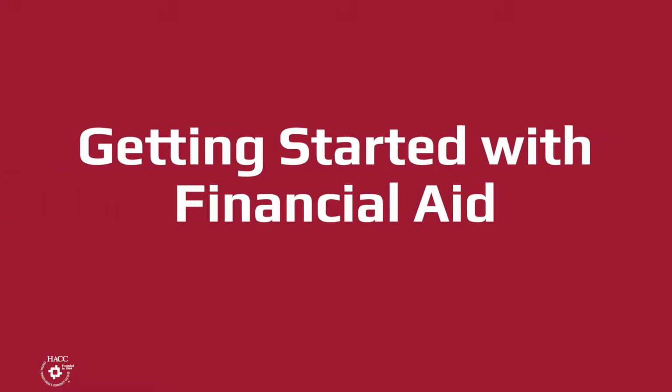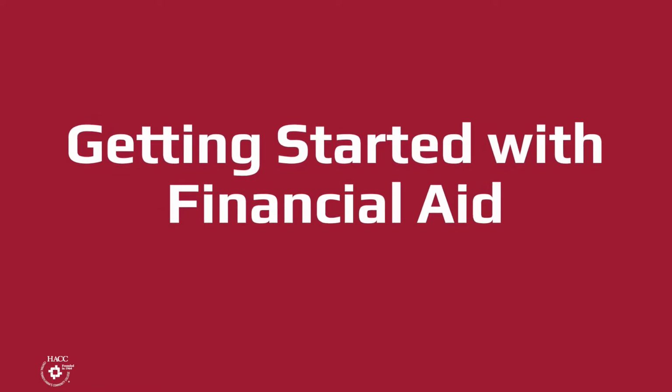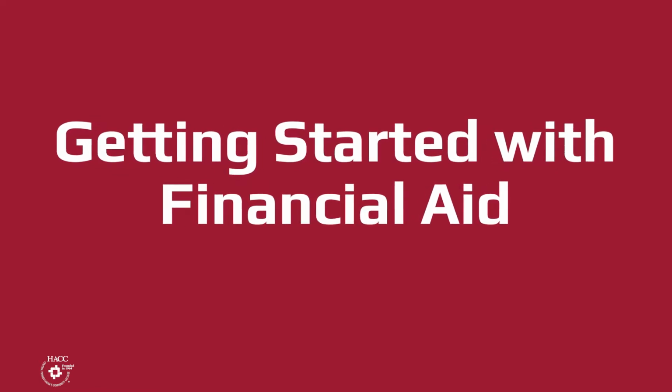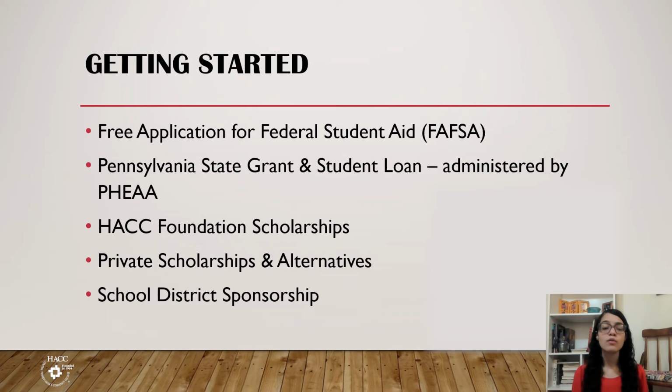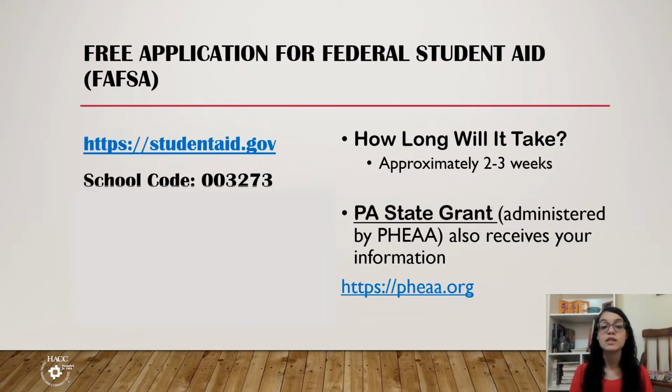Here we want to help you get started with what your options are for funding during your time at HACC. Some things we're going to go over during this brief presentation are the Free Application for Federal Student Aid, also known as the FAFSA application, the Pennsylvania State Grant administered by PHEAA, HACC Foundation scholarships, private scholarships and alternative payments, and school district sponsorship. So let's get started. The first thing we want you to apply for is the FAFSA application.